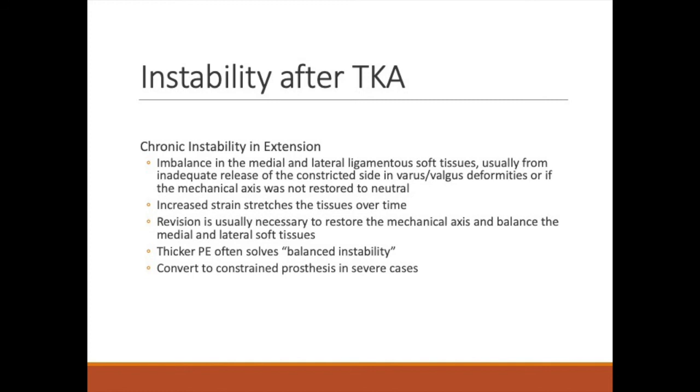Thicker polyethylene often solves balanced instability. So if they're loose medially and laterally and equally in flexion and extension, all you need is a poly swap. But if it's more complex than that, then usually you need a poly swap combined with different soft tissue releases to rebalance the knee, or even a frank conversion to a CCK knee replacement.